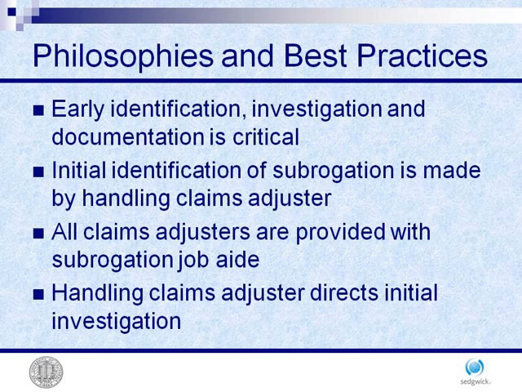And what are the university's philosophies and best practices? We actually reviewed these in light of a national subrogation benchmarking study, and UC's best practices and philosophies are pretty much in line with what the national standards are. And one of the main things that we need to do is early identification, investigation, and documentation is critical to our subrogation efforts.